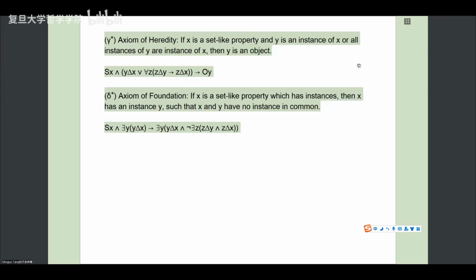Then we have delta asterisk, the axiom of foundation. If x is a set-like property which has instances, then x has an instance y, such that x and y have no instance in common. And this is given here. This is the axiom of foundation, which excludes that something can happen like a property being an instance of itself, for instance. Actually, this is not assumed by all Nyaya-ists.